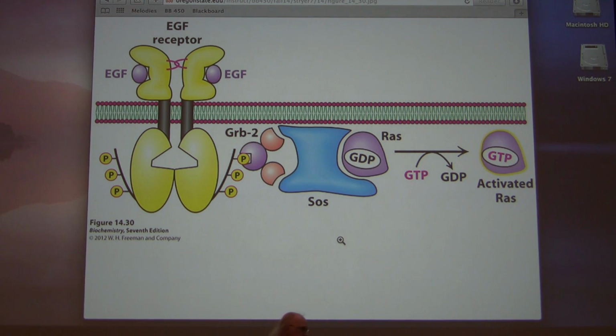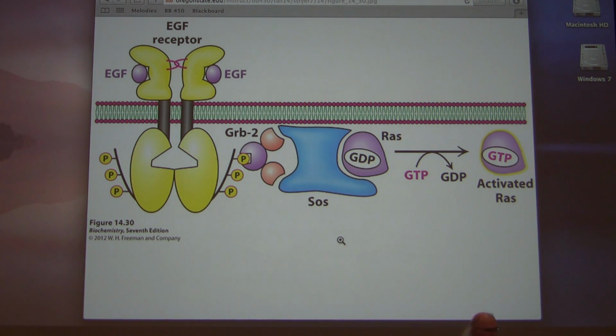Okay? That's if everything's working fine and dandy. We can imagine that we can screw this process up. If we screw this process up and we activate RAS when we really don't want to activate RAS, we're going to have growth that's out of control. And if that signal is always on, then we're going to have a cancer.